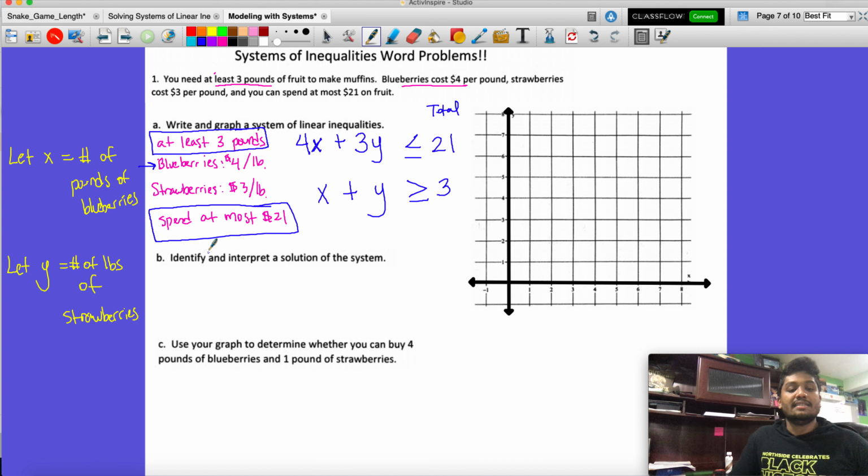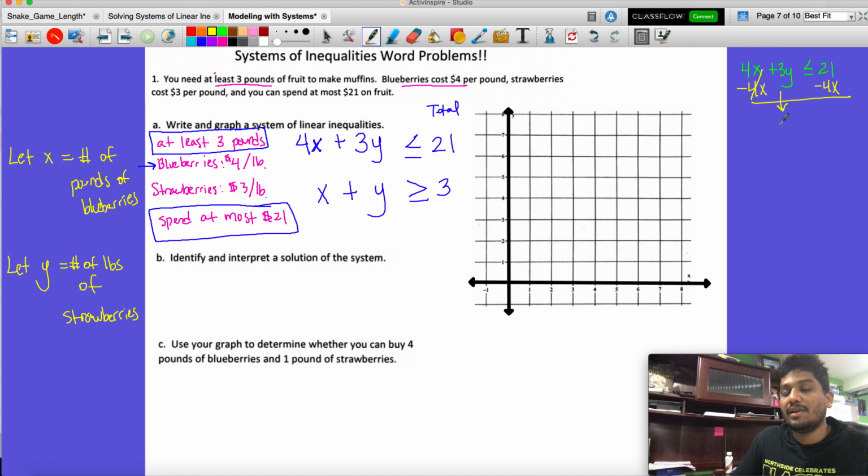Now it says identify and interpret a solution to the system. In order to do that, we need to actually graph this. So on the right hand side here, we're going to graph 4x plus 3y is less than or equal to 21. In order to graph, we know that we have to have it in slope-intercept form. Slope-intercept form means the y has to be by itself. So we're going to start by subtracting 4x on both sides.